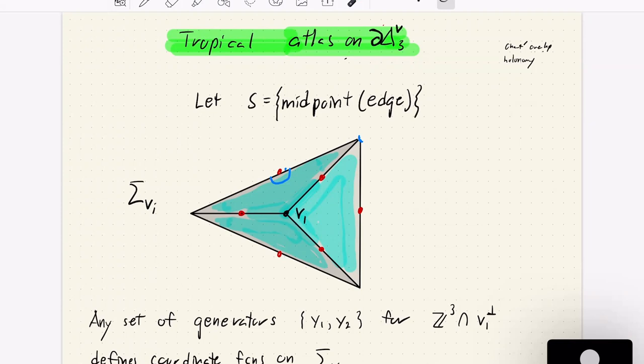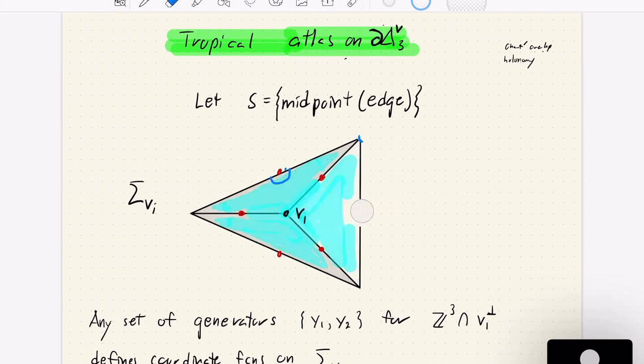This atlas then is not going to cover the entire unit simplex. It's going to miss some singular points, and these singular points are going to be the midpoints of the edges here. So that's where we have our singularities. Maybe you would expect at first glance that the singular points would be the vertices or something like that. But in fact, the singularities are expected to always have co-dimension two. So they cannot always be the vertices.